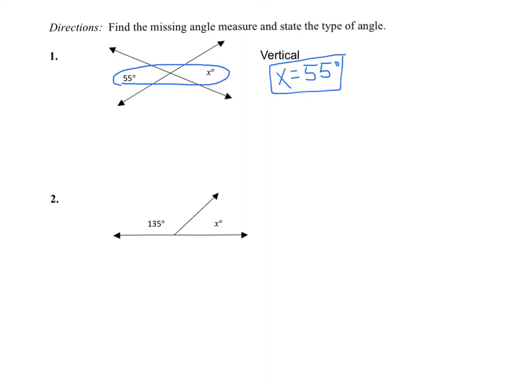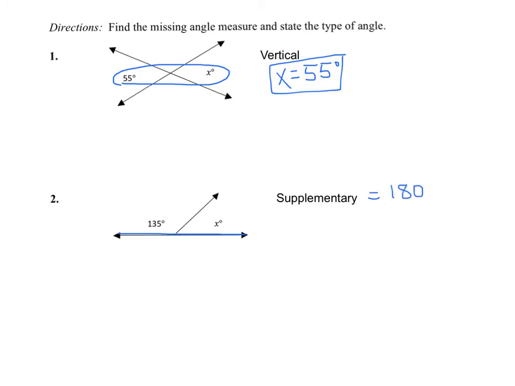Let's look at number 2. So in number 2, we have a straight line and our angles are next to each other. So straight means supplementary. So they are supplementary angles. And what do we know about supplementary angles? Well, they're equal to 180 degrees.